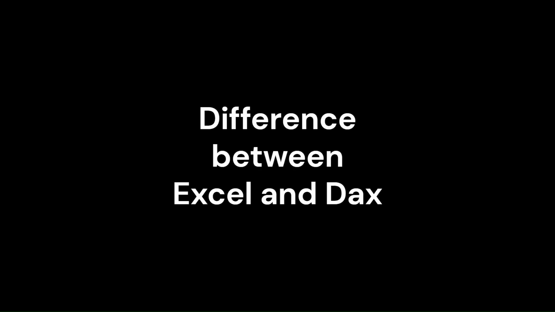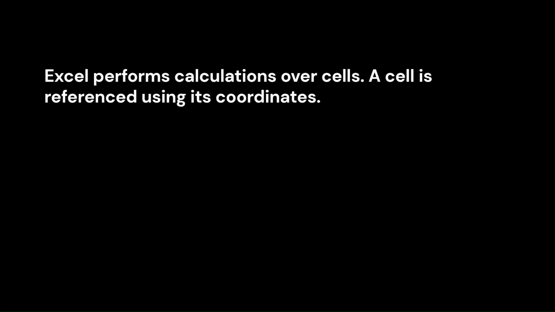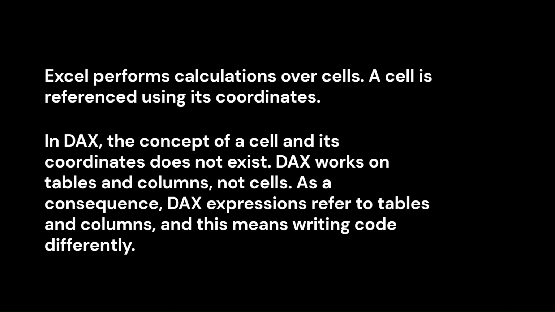Now we shall understand the difference between Excel and DAX formulas. Excel performs calculations over cells. A cell is referenced using its coordinates. In DAX, the concept of a cell and its coordinates does not exist. DAX works on tables and columns, not cells. As a consequence, DAX expressions refer to tables and columns, and this means writing code differently.